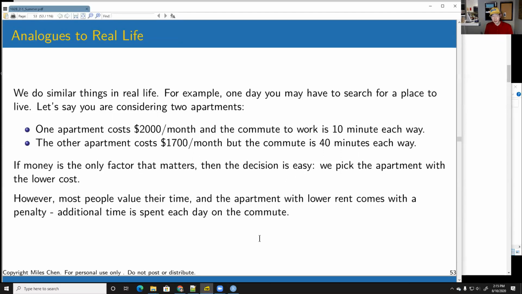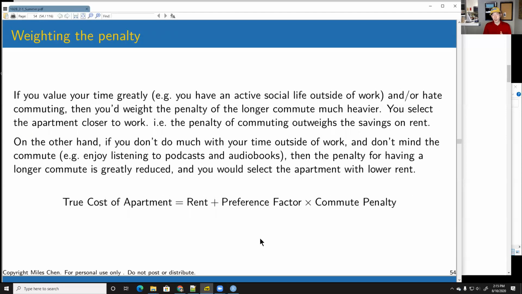If money is the only factor that matters to you, then you're going to pick the cheaper apartment with lower cost. But most people value their time, and an apartment with lower rent comes with a penalty, which is the additional time spent commuting. If you value your time greatly, say you've got an active social life outside work, or you hate commuting, then you're going to weigh the penalty for the longer commute much heavier. And you're more likely to select the apartment that's closer to work, even though the rent is higher.